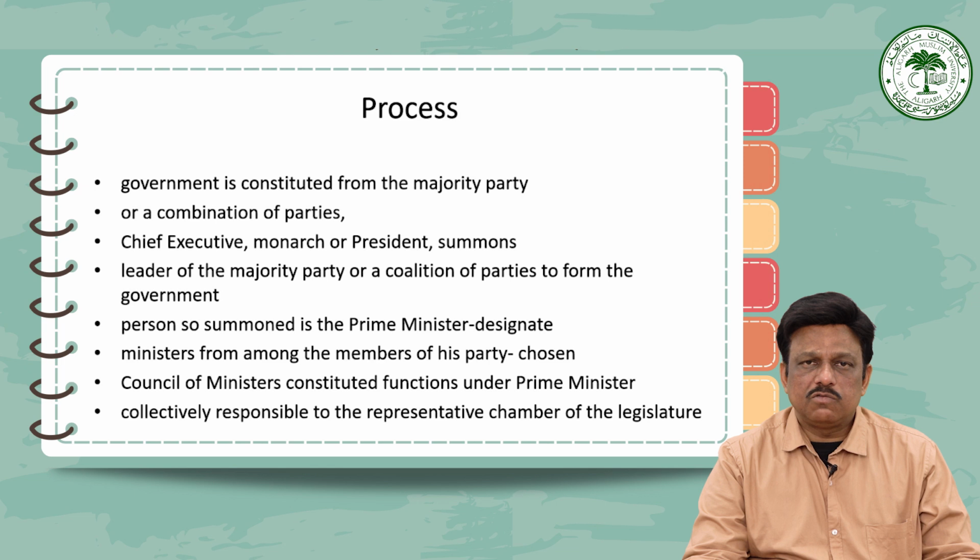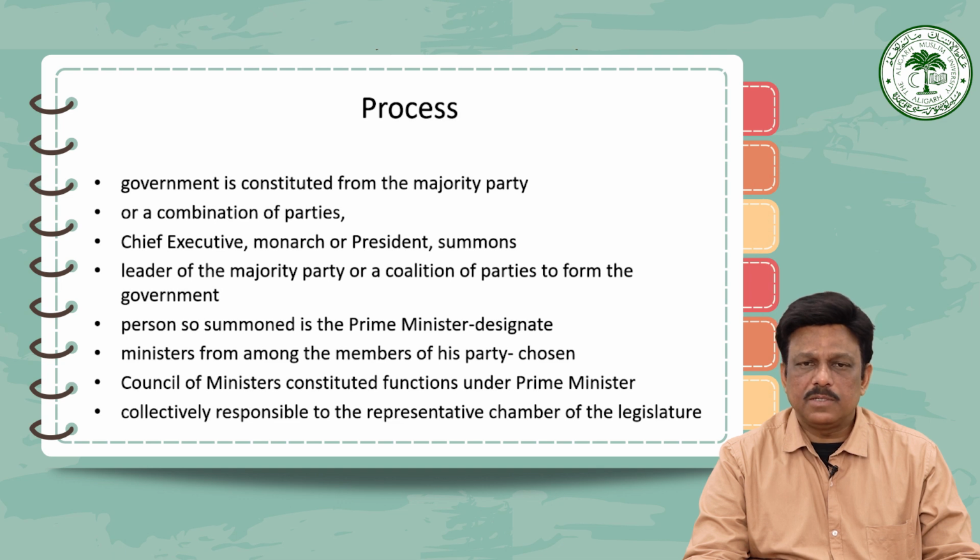Now, when we look at the process of the parliamentary system whereby the appointments and elections are made, we find that the government in parliamentary system is constituted from the majority party or a combination of parties. Now, if they had agreed on certain fundamentals for purpose of coalition in legislature, the normal procedure is that the chief executive, the monarch or president summons the leader of the majority party or the coalition of parties to form the government.